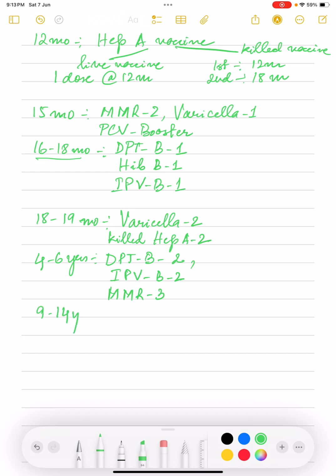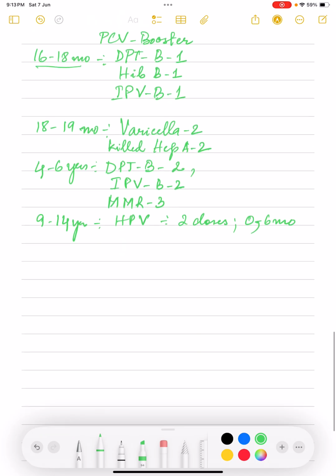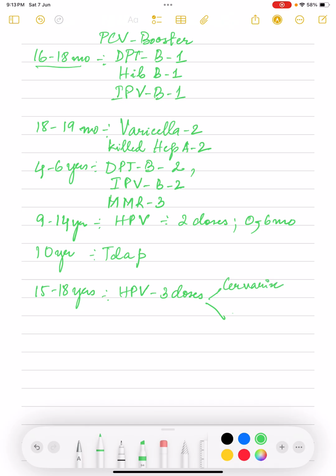Then at 9 to 14 years, we have HPV vaccine. In between 9 to 14 years, it is always 2 doses, that is 0 and 6 months. And then at 10 years we have Tdap vaccine. Then 15 to 18 years, once the child is more than or equal to 15 years, the HPV vaccine becomes 3 doses. Now it can be either Cervarix or Gardasil.